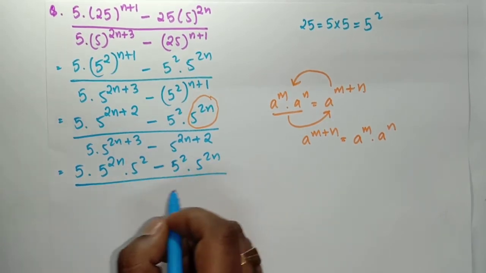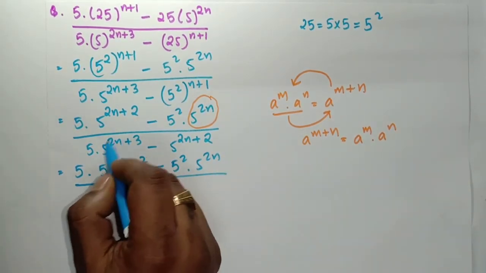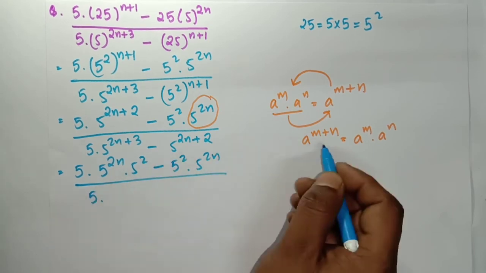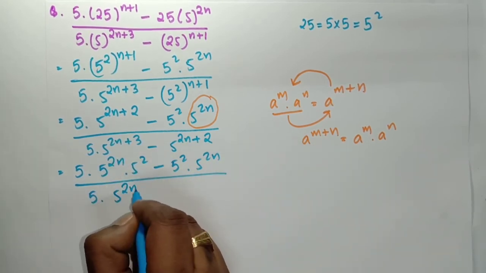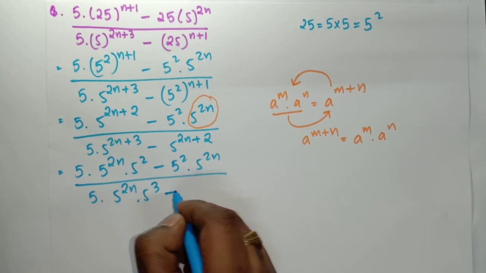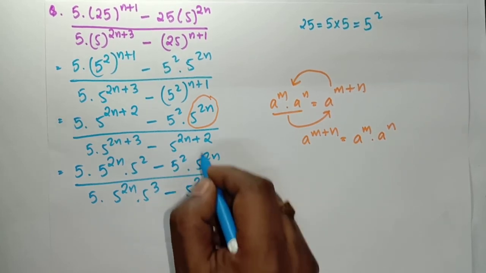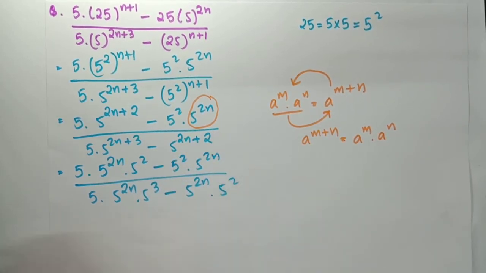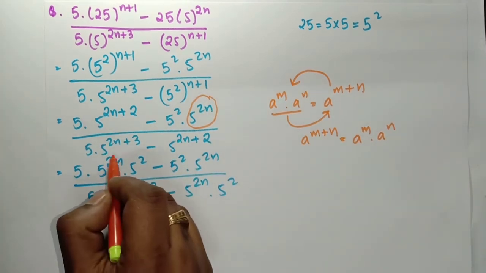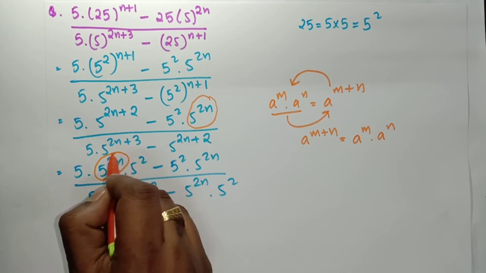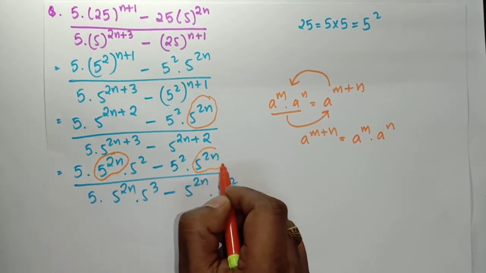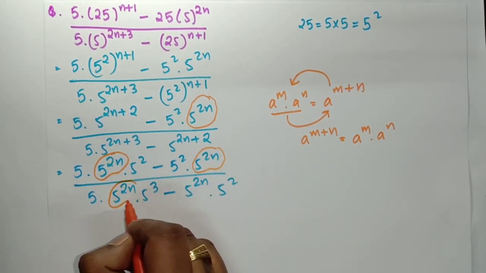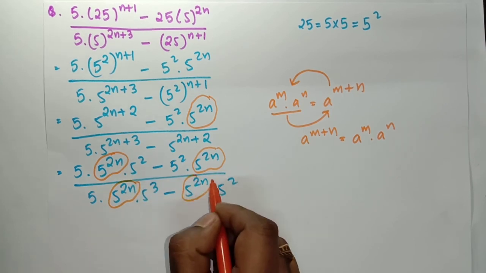So down also, if you see nicely, 5 to the power 2n is there. By this rule I can write 5 to the power 2n dot 5 to the power 3. Minus, similarly what can I write? 5 to the power 2n, this plus will change like this, 5 to the power 2. Now if you see nicely, this side is also 5 to the power 2n, this side also I have 5 to the power 2n, this side also, and this side also I have 5 to the power 2n.